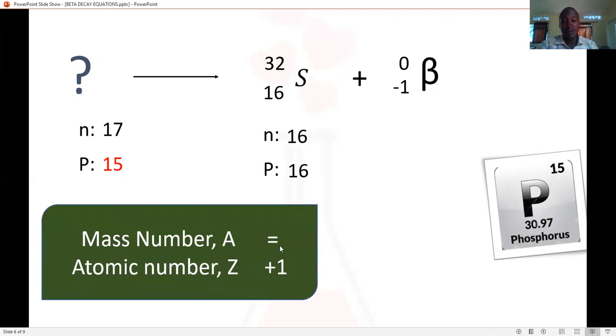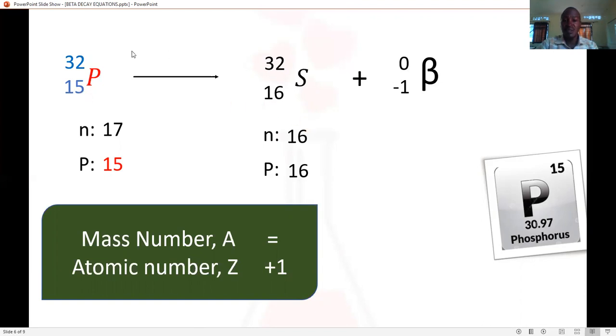Remember, mass number will remain equal, while atomic number will change. So let's have a look at it. When you have a look at this, you realize that the mass number 32 is 32. Atomic number we will have increased by 1 from 15 to 16.